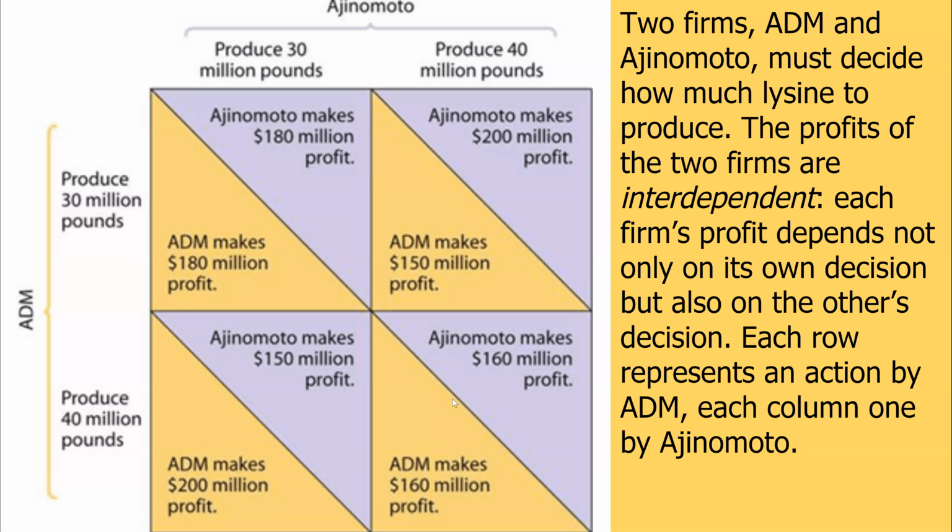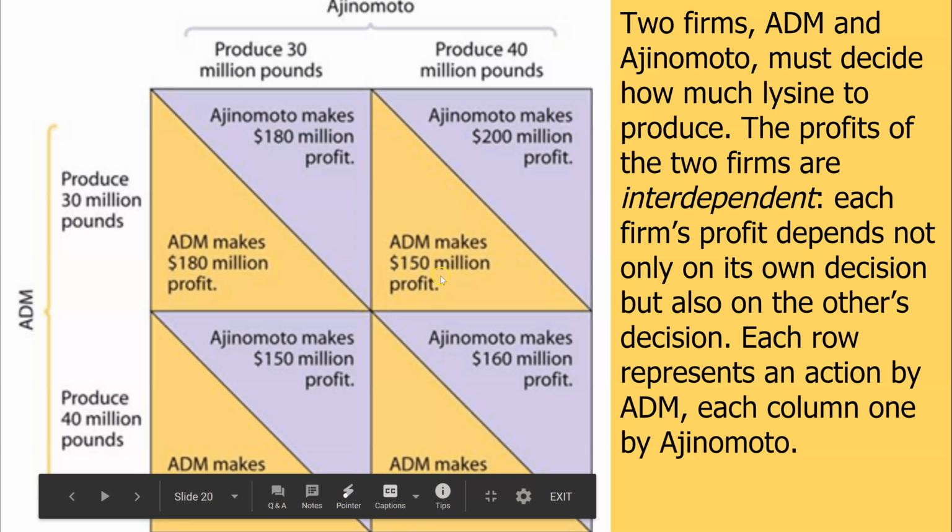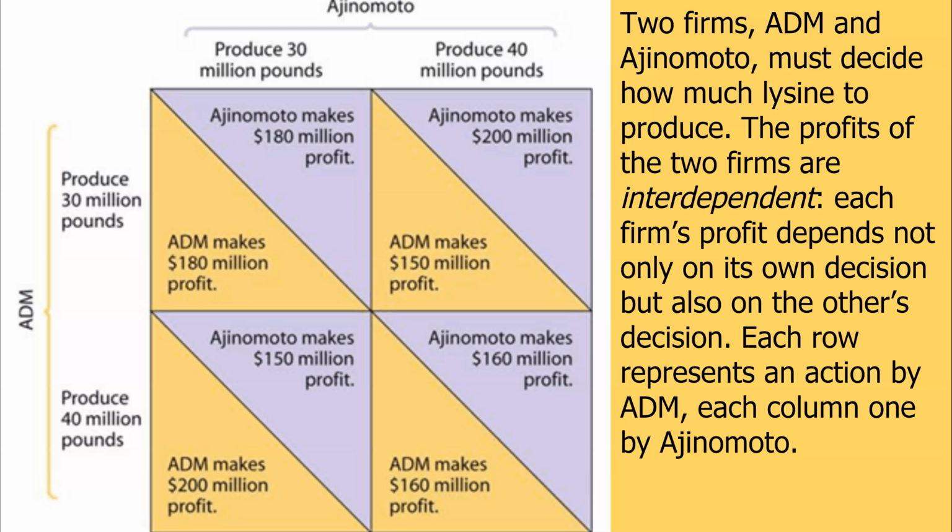Their dominant strategy is here, and in order to move from that box, they would lose money. If ADM were to move out of that box, they'd lose $10 million. They'd go from 160 to 150. And if Ajinomoto moved from that box, they would also lose $10 million, going from 160 to 150. So there's no incentive for them to leave this box. This becomes their Nash equilibrium. Their dominant strategy, based on the other firm, is that they're going to make more money if they stay there. So both firms are going to produce 40 million pounds, and they're both going to make more money.